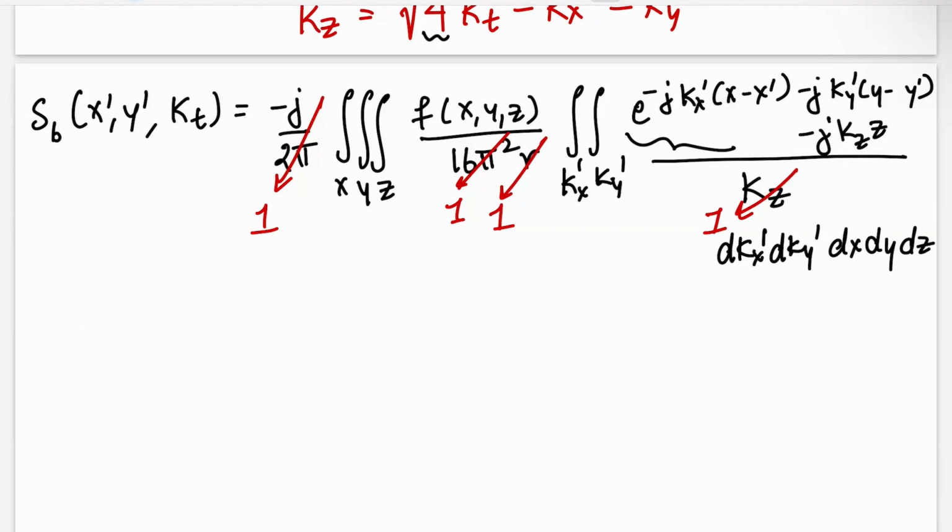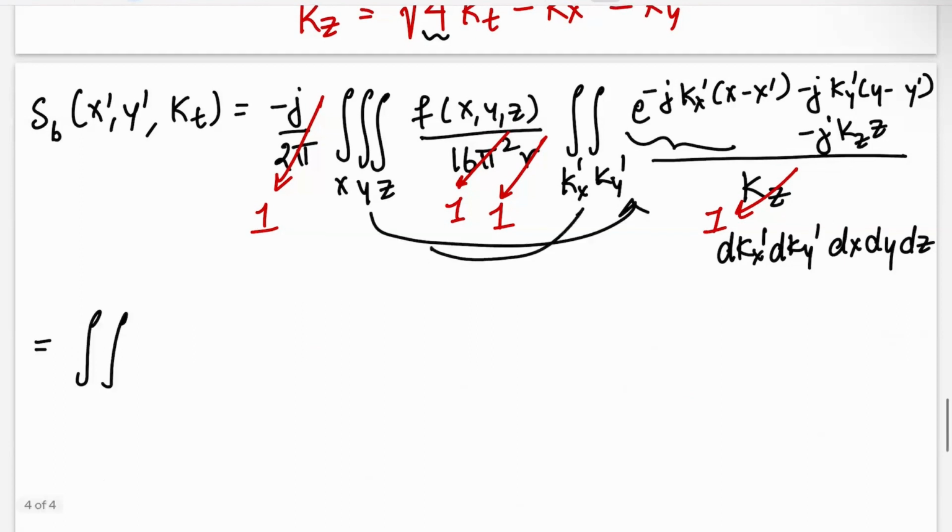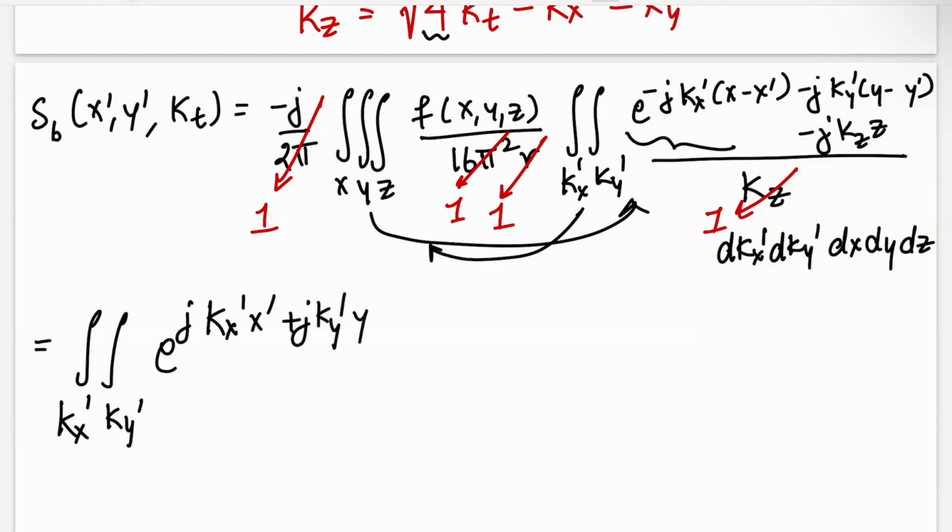Okay, so once we make these approximations, then this becomes equal to, so now we rearrange the integral. So I'll pull this integral in there and then pull this out here, since x, y, z and kx prime, ky prime are not dependent on each other. You can kind of move things around. So we're left with the integral over kx prime, ky prime of e to the j kx prime x prime plus j ky prime y prime, and then we have a triple integral over x, y, z.